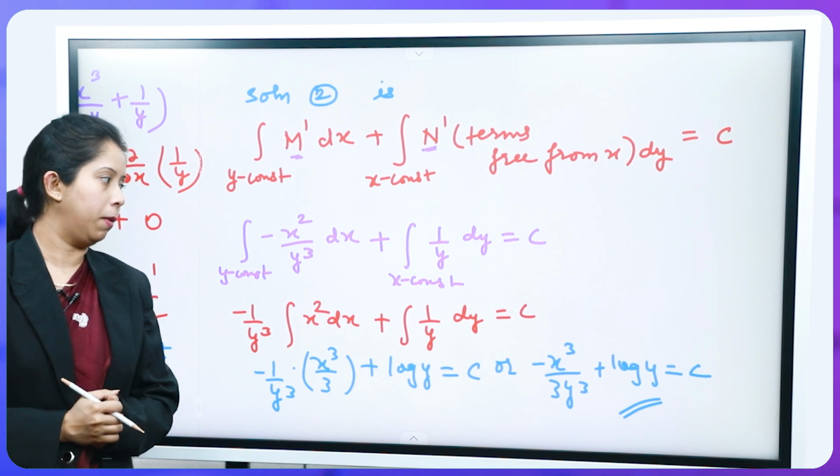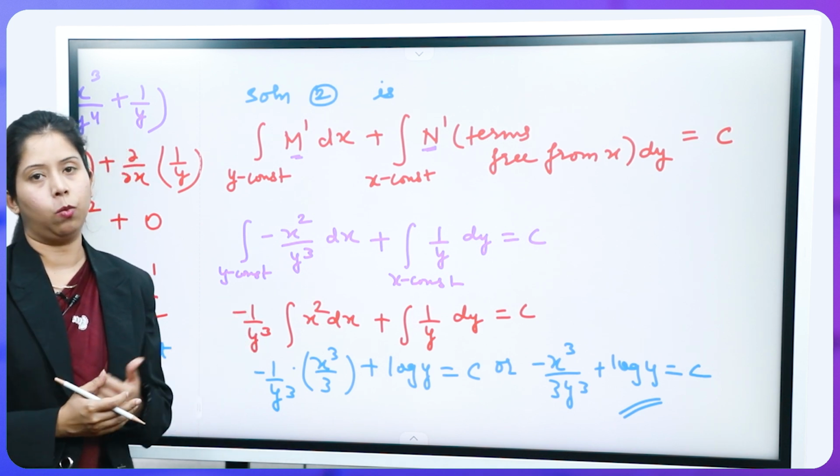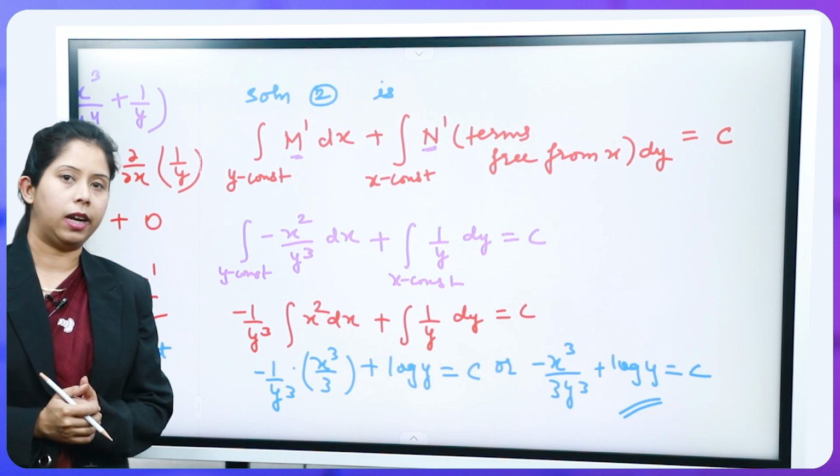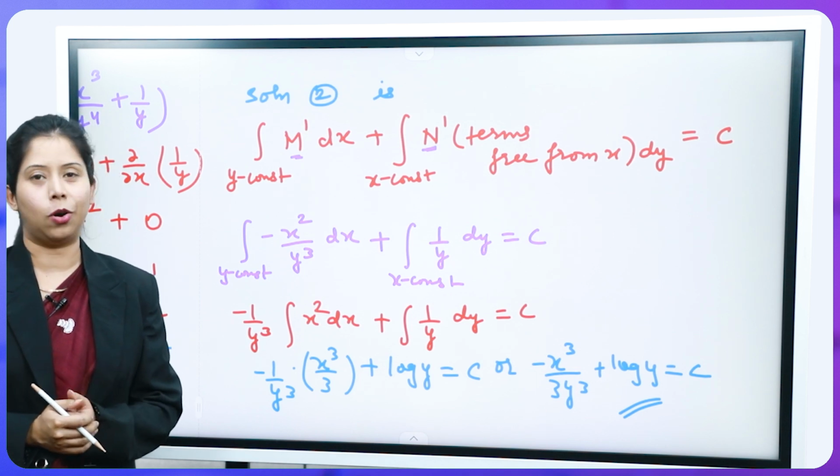Why have we applied rule number 1? Because the given equation was homogeneous, and it also satisfied that mx plus ny is not equal to 0.